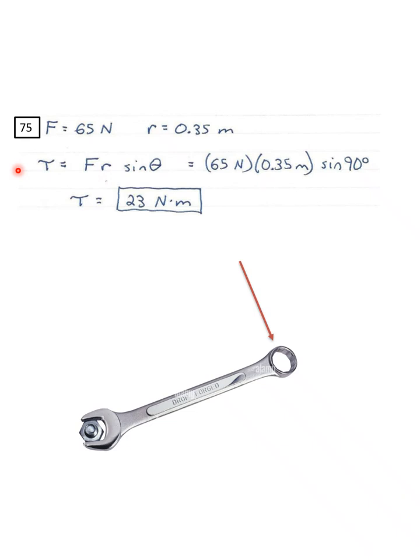The maximum torque, well, the torque is going to depend on the angle over which it's applied. Maximum is going to be where sine of theta is 1, and that's going to be with an angle of 90 degrees. So the force applied is going to be perpendicular to the lever arm. So we have 65 newtons times 0.35 meters times that 1, or sine of 90 degrees, and we get a torque of 23 newton meters.